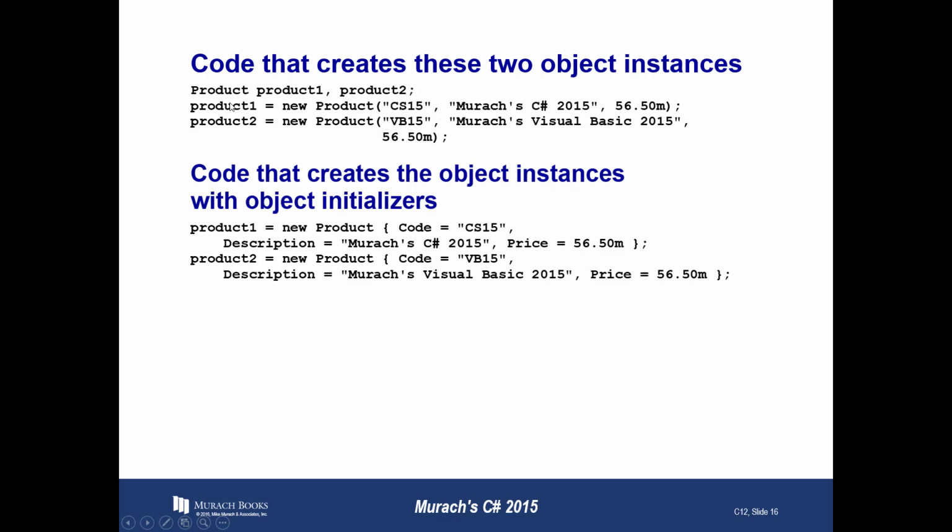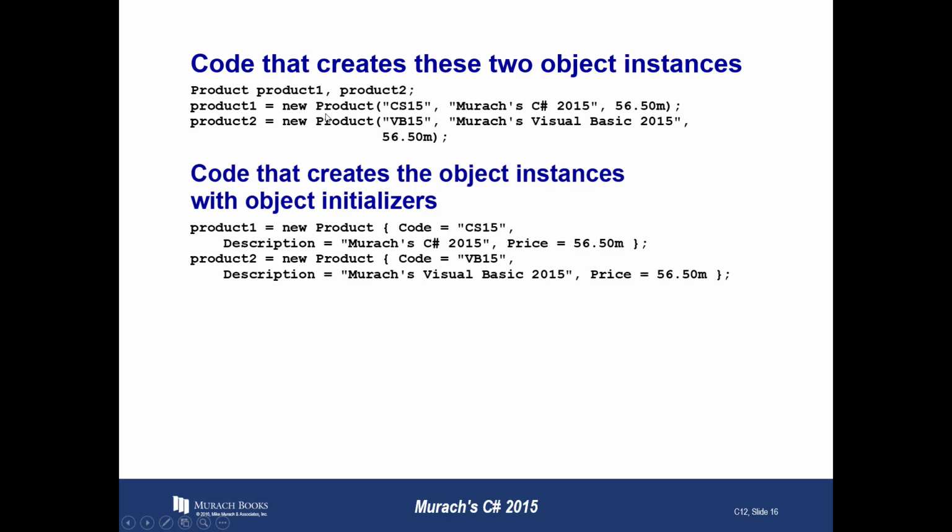So here we're declaring this first line. This is an important concept. This first line here is declaring two product objects, product1 and product2. It is not instantiating them. When you instantiate or create an instance, you need the new keyword. So product1 is a new Product. CS15 represents the code, Murach's C# 2015 represents the description, and $56.56 decimal represents the price. And similar with product2.